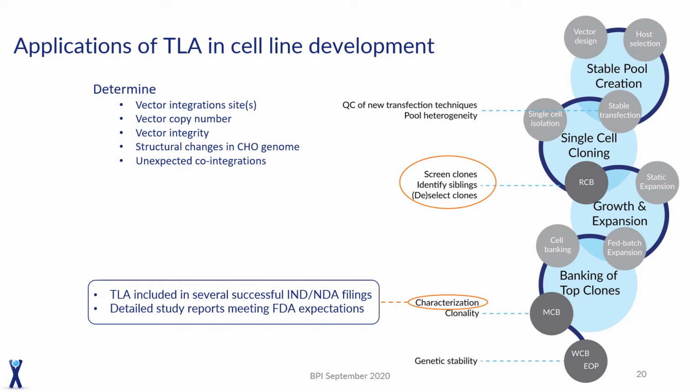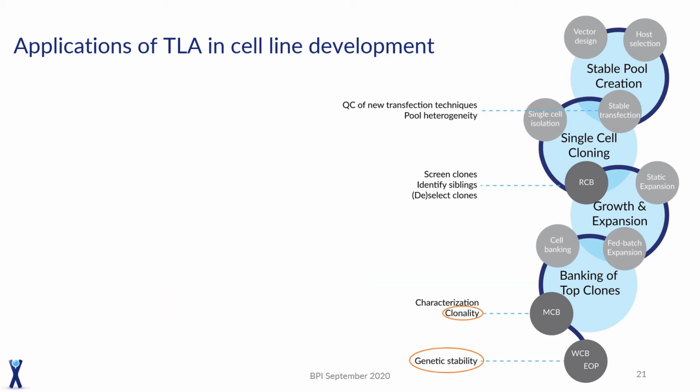And for example, looking at these efforts, we can, as Cergentis, offer a full report. So standard reporting is just a sort of summary. We can do extended reporting that meets the FDA expectations and that can go readily into a filing. And just a few slides on the use of TLA in assessing clonality and genetic stability.